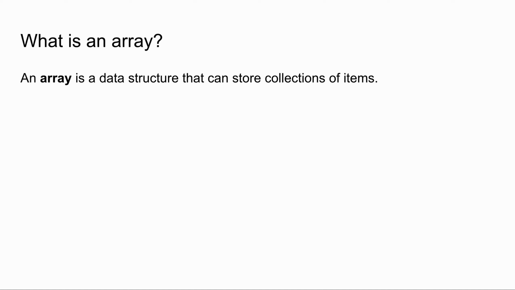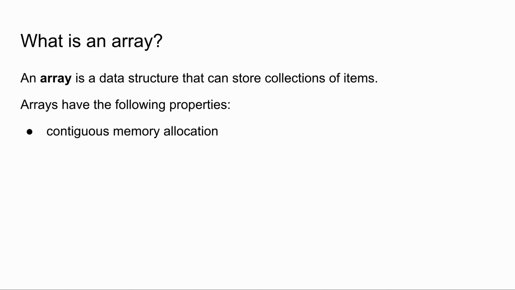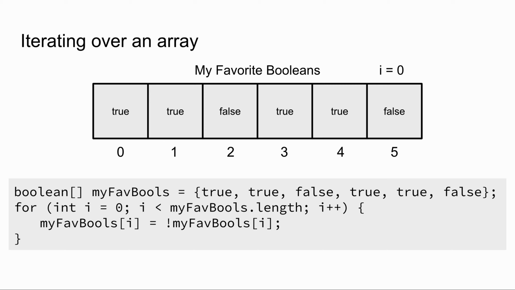Recall that an array is a data structure that can store collections of items. Arrays have the following properties: contiguous memory allocation, order, homogeneity, and random access. One important feature of arrays is that we can iterate over them. Here's an example of some code that iterates over the array of my favorite booleans.